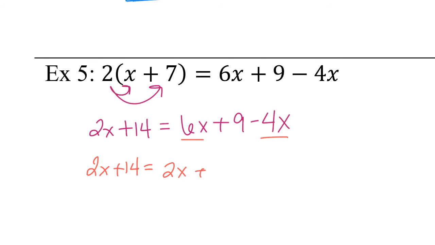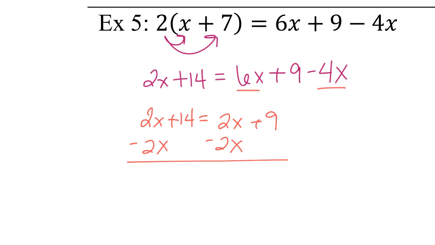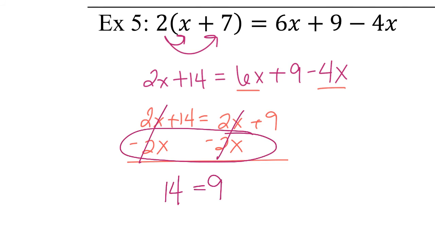Okay, so now I need to get all of my variables on one side. So I'm going to subtract 2x from both sides of the equation, and now something weird is going to happen here. On the left, 2x minus 2x makes nothing, and on the right, 2x minus 2x also makes nothing. So all we're left with is 14 equals 9. We don't have any more variables to solve for. Here in this step, all of my variables canceled out to a 0. So this is one of those special solutions.